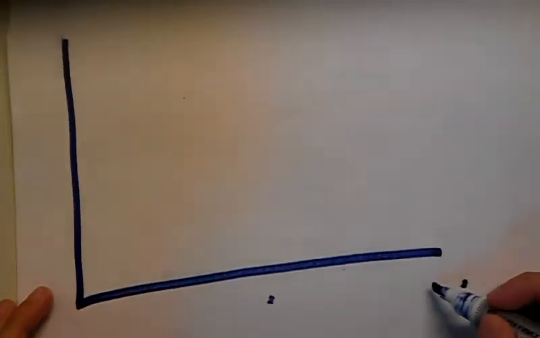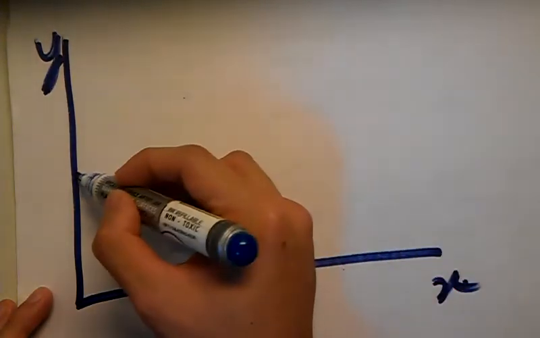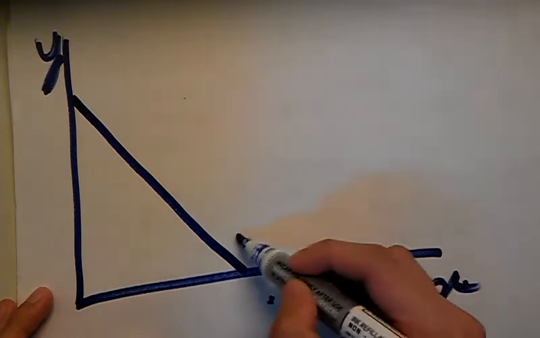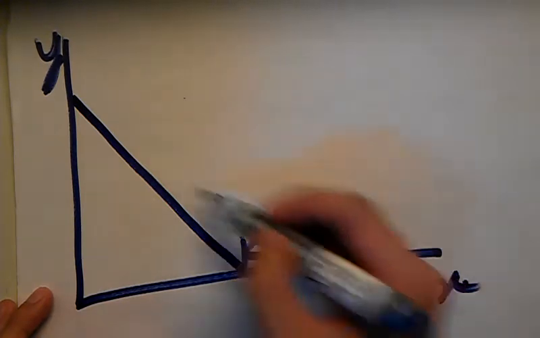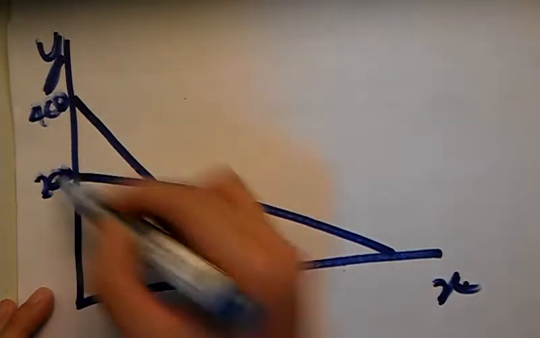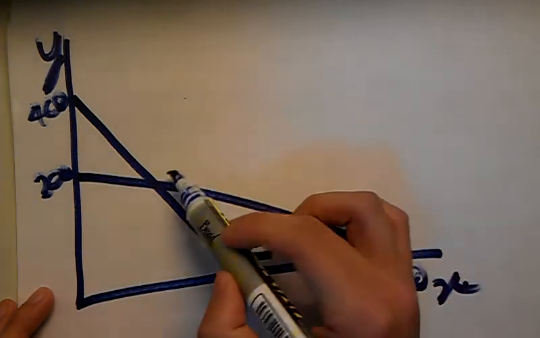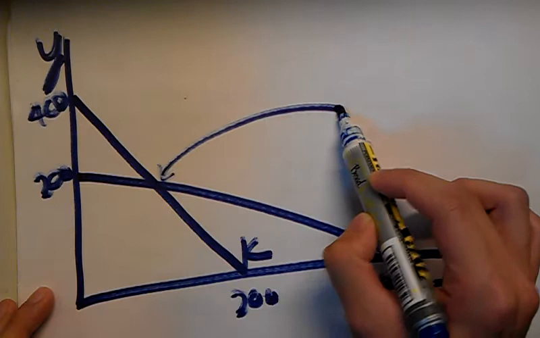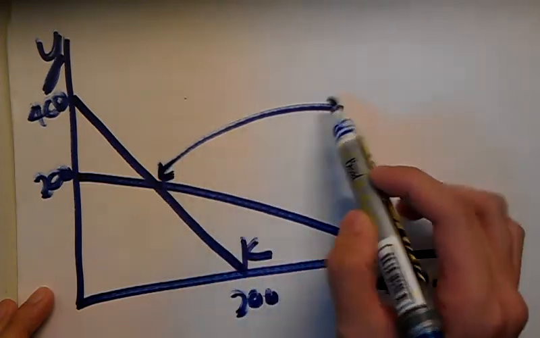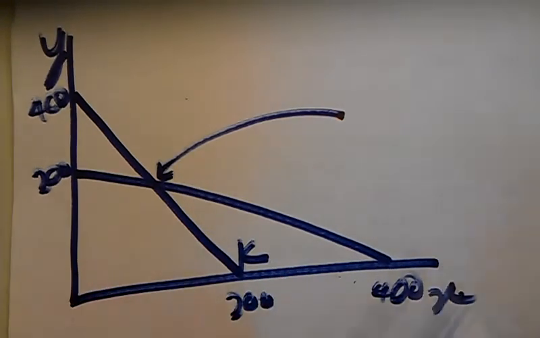Now assuming that we have gotten the constraint equations, this is my capital constraint, and this is my labor constraint. This is 400, 200, 200, and 400. The third step is to identify the intersection. To find the intersection, just take the two equations that we had just now and solve them simultaneously.